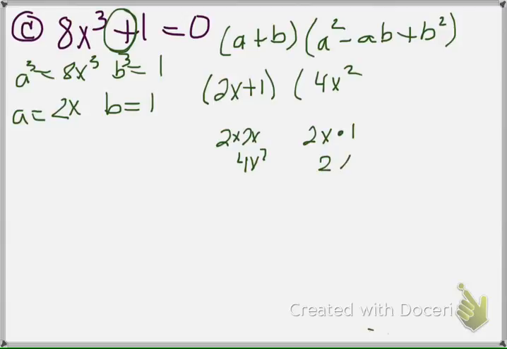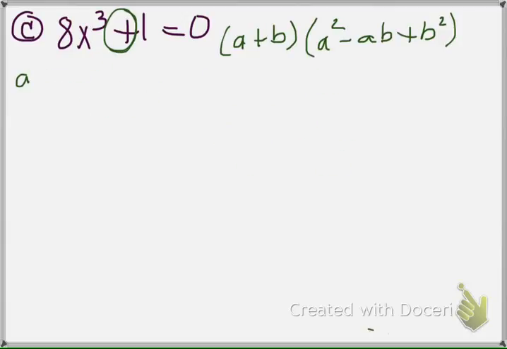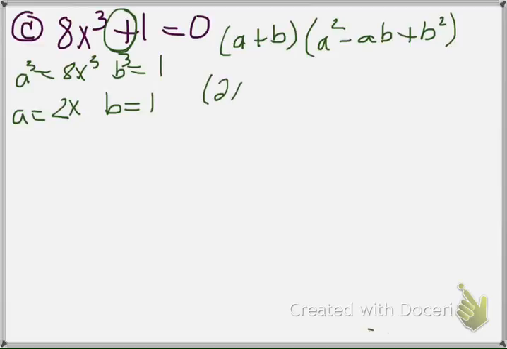is 2x. Alrighty. So your a cubed is 8x cubed. Your b cubed is 1. So that tells me that a is 2x and b will be 1. So when we plug it into the formula, it's just a, which is your 2x, plus your b, which is the 1 here.